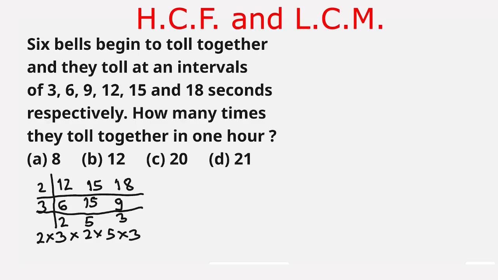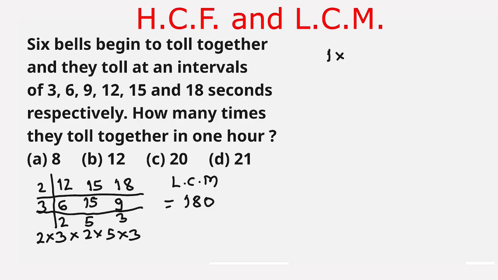2 times 3 is 6. 6 times 2 is 12. 12 times 5 is 60. 60 times 3 is 180. So our LCM equal to 180 seconds. Now we have to find how many times these all 6 bells will toll together in 1 hour. So we convert 1 hour into seconds and divide it by 180.